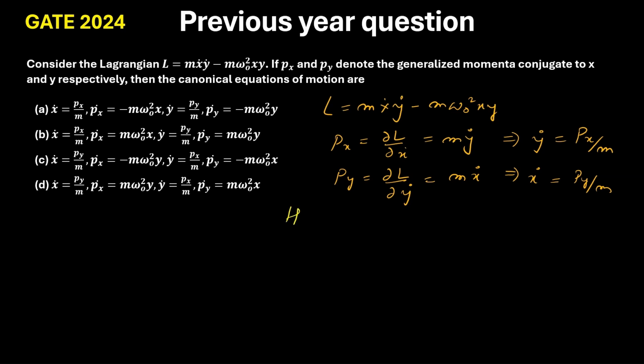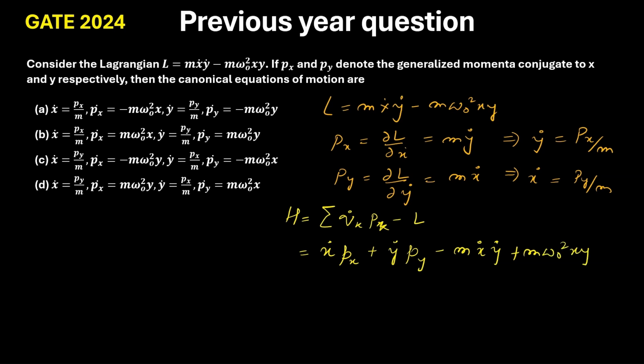So then we can find the Hamiltonian. So the Hamiltonian is given by summation of q dot k p k minus the Lagrangian. So the summation will run over x and y, so it will be x dot px plus y dot py minus m x dot y dot plus m omega naught square xy. So this is the Hamiltonian.